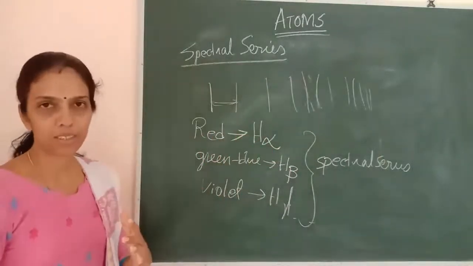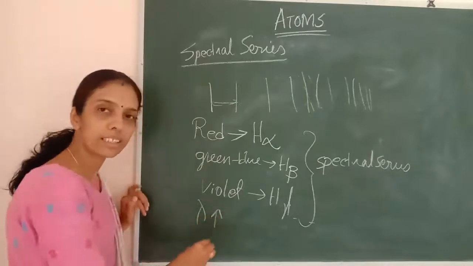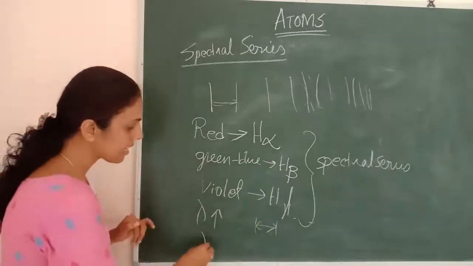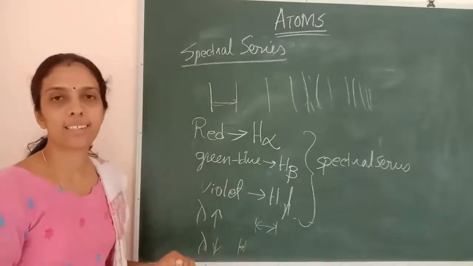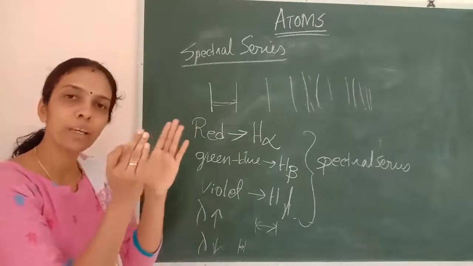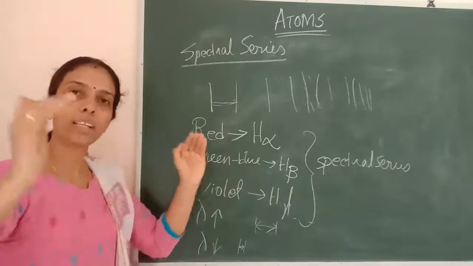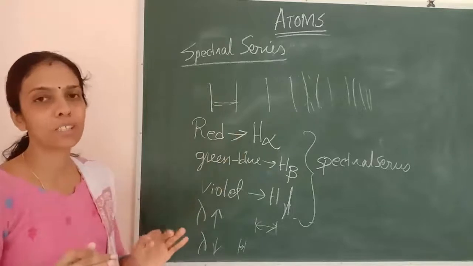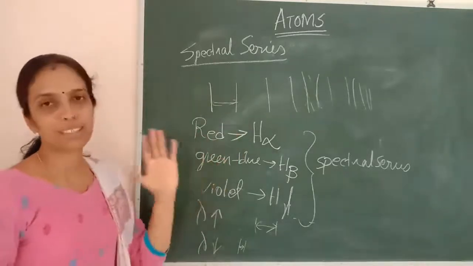There we can observe that as the wavelength increases, the spacing also increases. That means as the wavelength decreases, the spacing becomes very small. As the wavelength decreases, all the spectral lines come very close to each other. As the wavelength increases, the distance between the spectral lines also increases. So, clear now? This is called the spectral series.